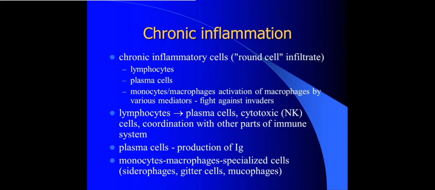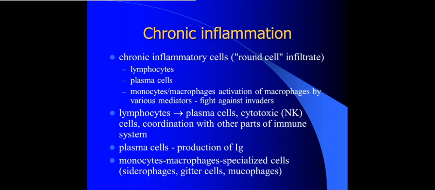Now in chronic inflammation, the number of inflammatory cells like lymphocytes, plasma cells, monocytes and macrophages, along with activation of macrophages, will be increased. Lymphocytes, plasma cells and cytotoxic NK cells coordinate with other parts of the immune system, so that chronic inflammation will be cured easily.